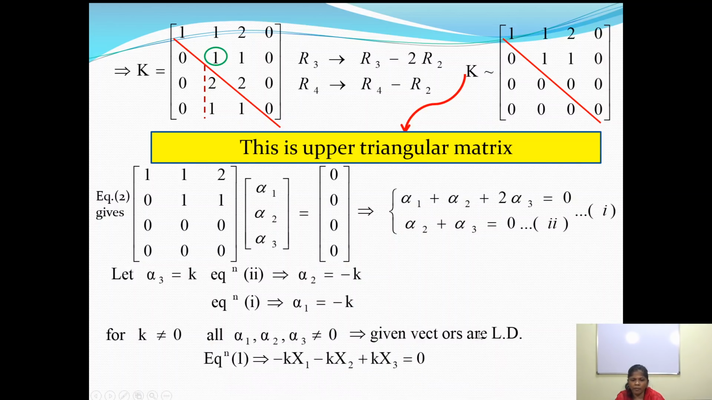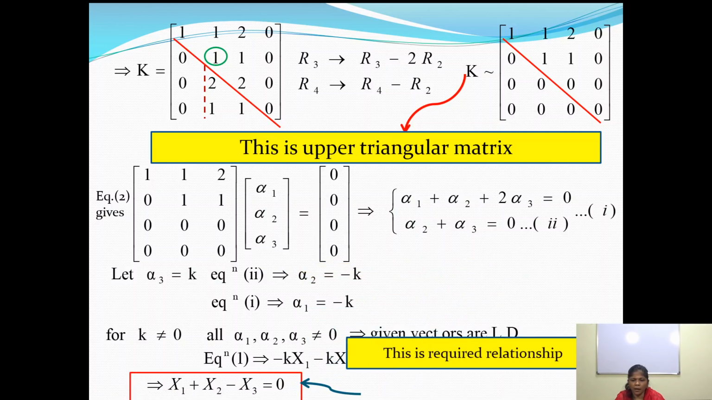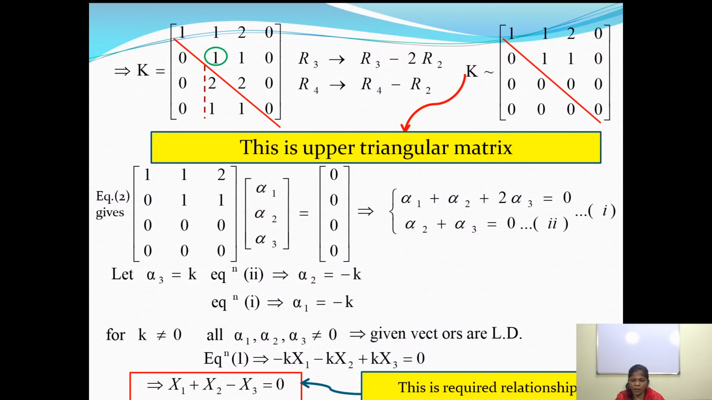So what we do, we will put this in equation number 1. Equation 1 is alpha 1 x1 plus alpha 2 x2 plus alpha 3 x3 equal to 0. So alpha 1 is minus k into x1 plus alpha 2 is minus k into x2 plus alpha 3 is k into x3 equal to 0. Divide by minus k, you will get x1 plus x2 minus x3 equal to 0. So this is the required relationship between the vectors when they are linearly dependent.